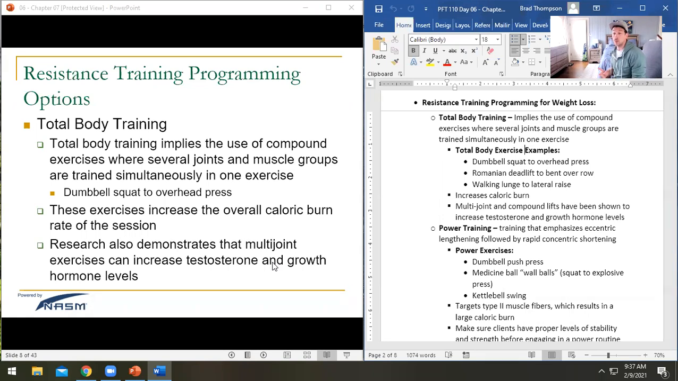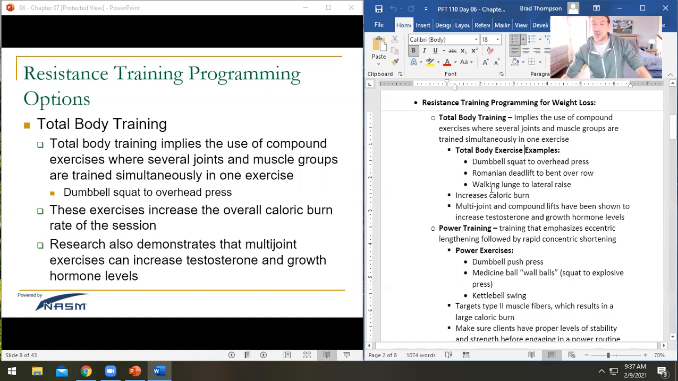Or maybe we decide to do a Romanian deadlift paired up with a bent over row, right? So I've got dumbbells in hand and I would hinge, row, unrow, unhinge. One, two, right? This is a glute, hamstring, again core stabilization, back of the shoulder, bicep, and upper back exercise. Or maybe it's a walking lunge to lateral raise, right? Glutes, quads, hamstrings, core stabilization, and shoulders. All of that happening simultaneously in one exercise, right?